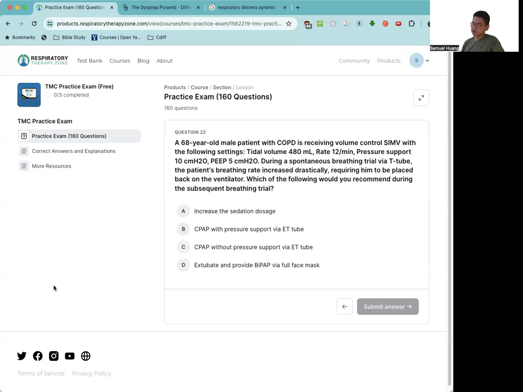So now they're doing a spontaneous breathing trial. Breathing rate increased drastically. What would you recommend? It looks like we're doing SIMV, which is like this weaning mode, but they're still breathing quite quickly.